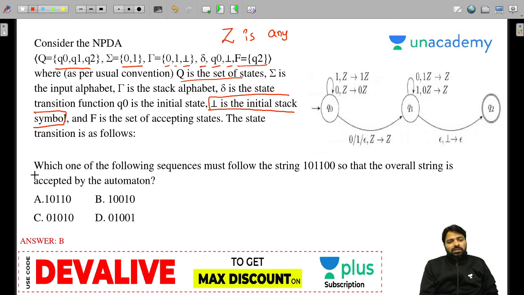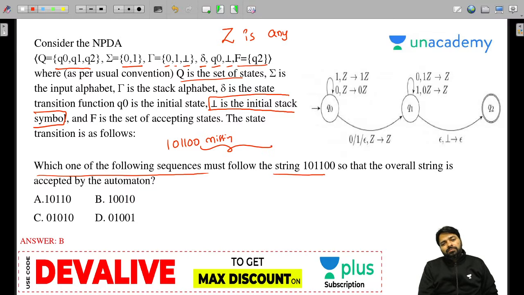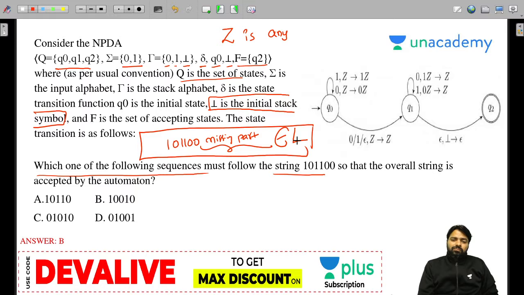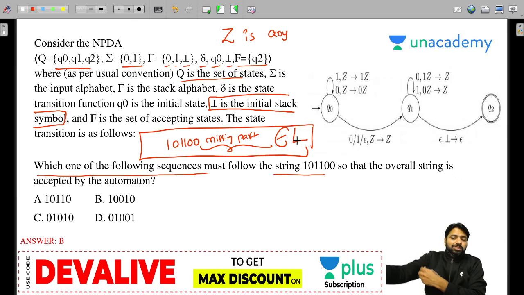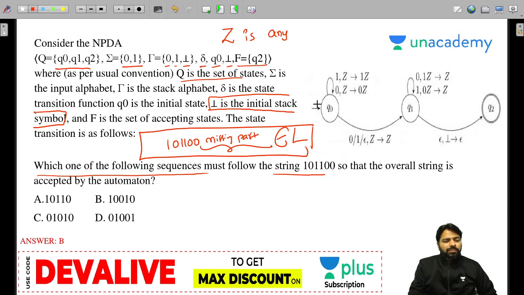Which one of the following sequences must follow the string? He has given 101100, and we need the missing part so that the overall string belongs to L. Everyone, 101100 is already part of the string, followed by what part can it be in the language. First understand the problem. It takes much time because you might not have practice on every transition.